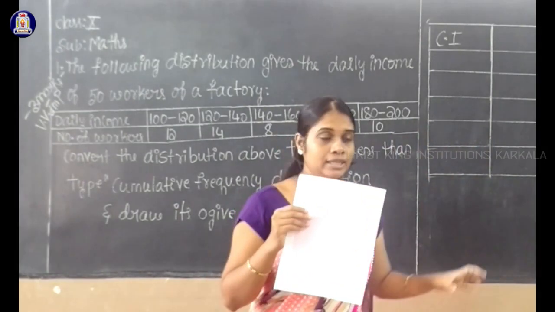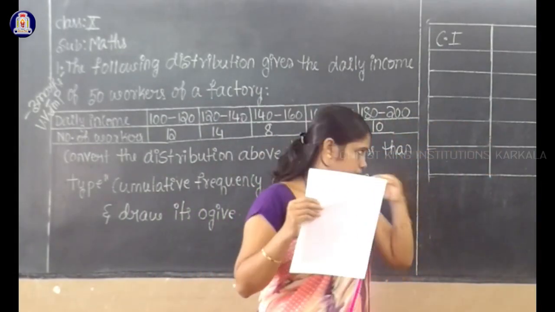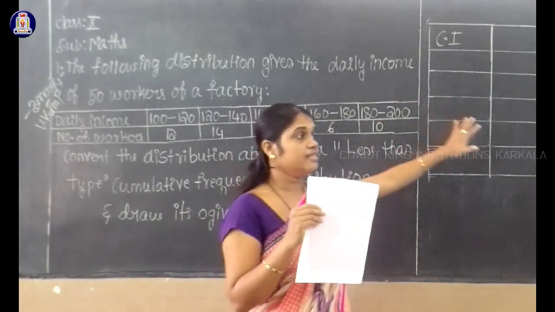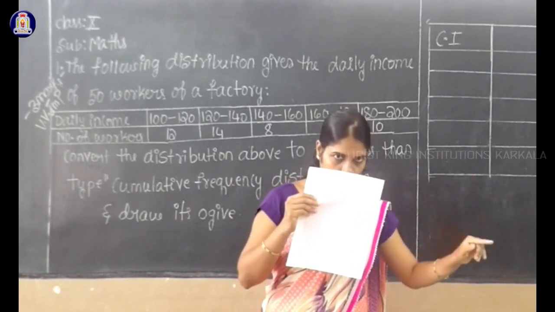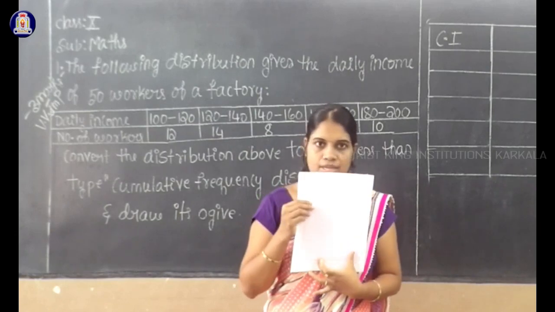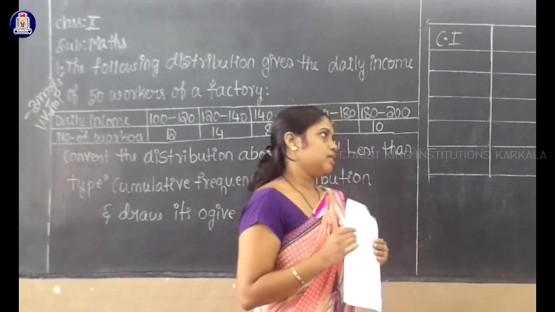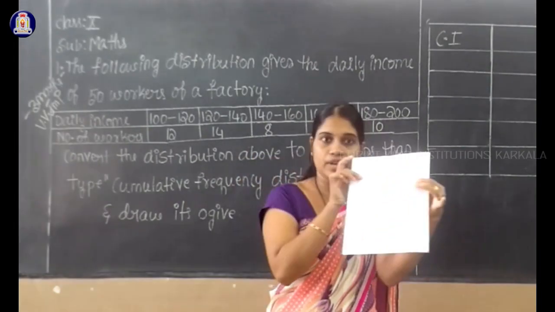So write this question and this table on your right side, in the ruled sheet. Only the graph you have to draw on the left side. Understood now? And in the exam we will provide this type of graph sheet.